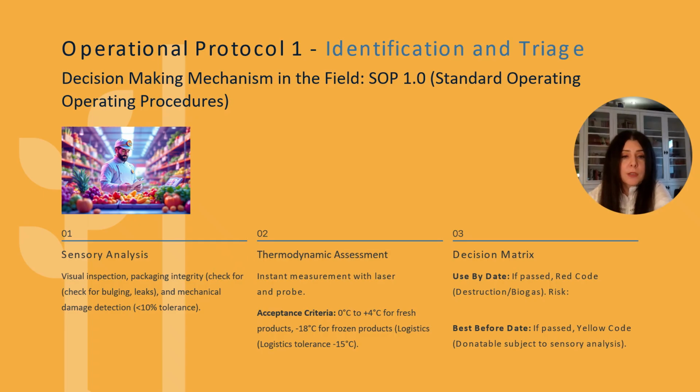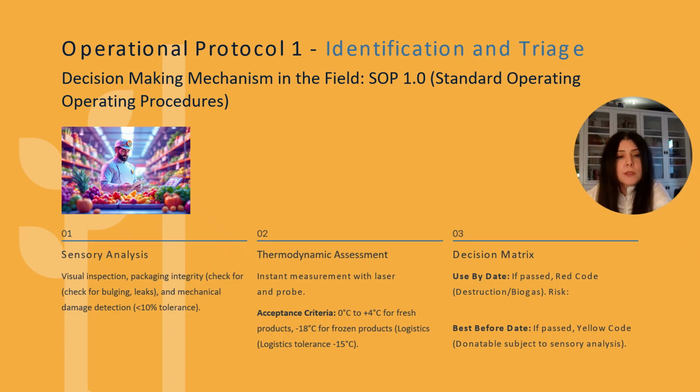The first step is sensor analysis and visual inspection, but saying "it smells fine to me" is not a scientific approach. Packaging integrity, vacuum loss, or mechanical damage over 10% is our red line. More importantly, thermodynamic assessment is important. The laser thermometer should never leave our hands. In the cold chain, every degree above 4 degrees Celsius represents a microbial logarithmic risk increase.